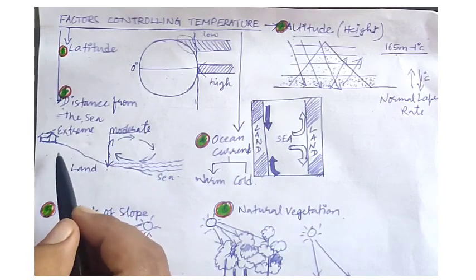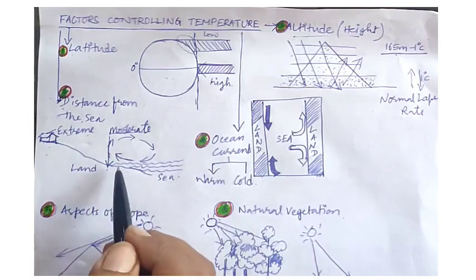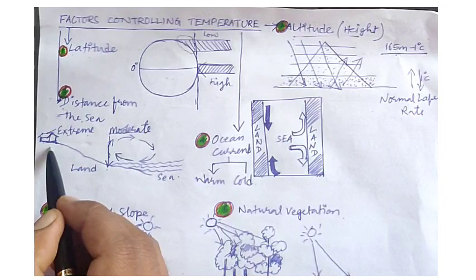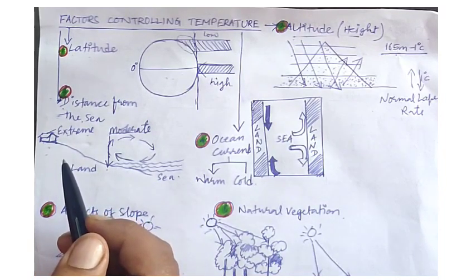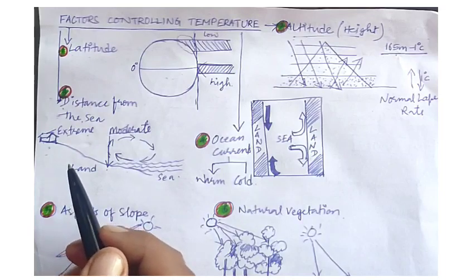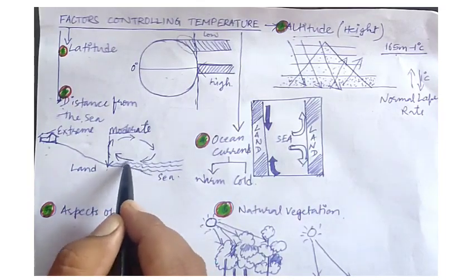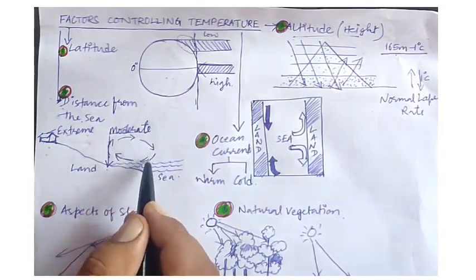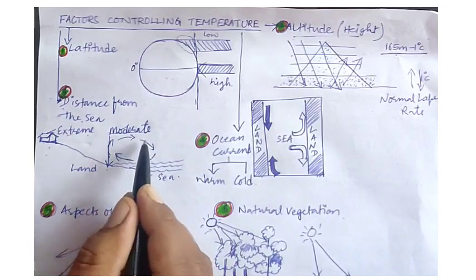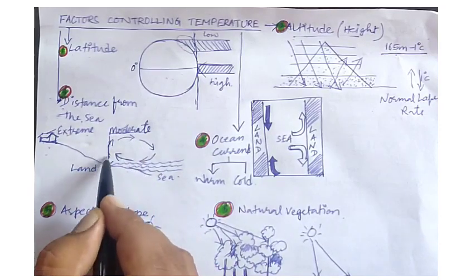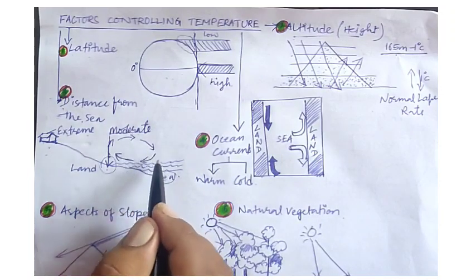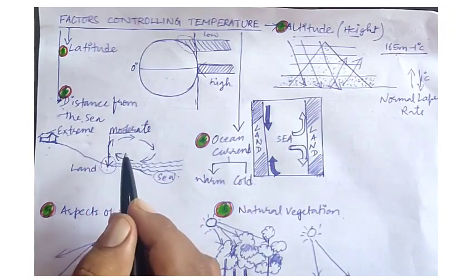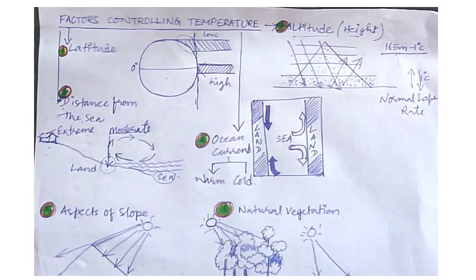Whereas the places which are far away from the sea will have extreme type of climatic conditions. Okay, very hot in summer, very cold in winter. Now why it happens is because of that land breeze and sea breeze, continuous exchange of air which takes place in between the coastal areas and the sea. Okay, so because of this continuous exchange of air between these two places, it keeps the place mild throughout the year.